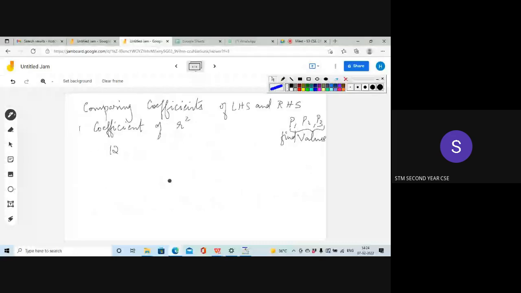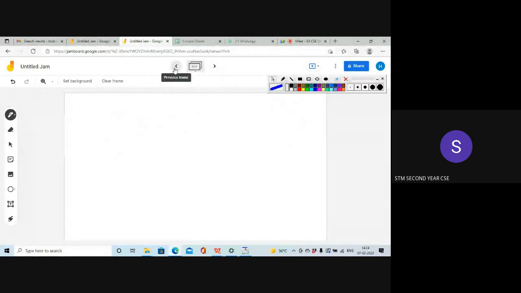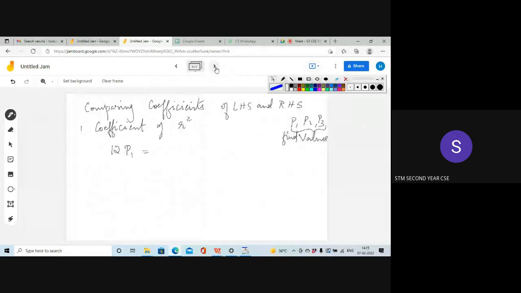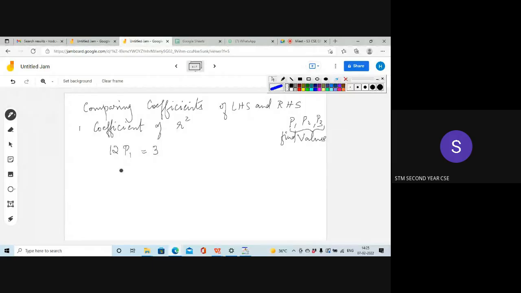So when I compare the coefficients, I get 12 P1 on the LHS. It is equal to, when I compare it with the right hand term, see this 12 P1 is the coefficient of r square, and on the right hand side 3 is the coefficient of r square. So I can equate these coefficients together. I will get 12 P1 is equal to 3. So P1 is equal to 3 by 12, which is equal to 1 by 4. So I got the value of P1.